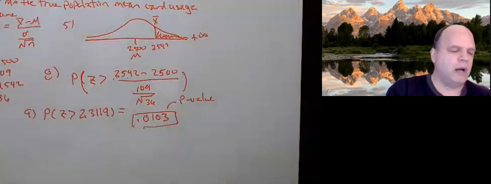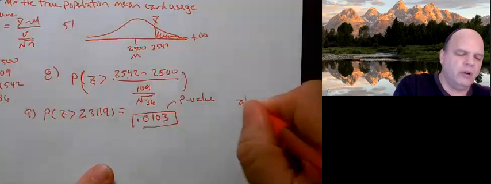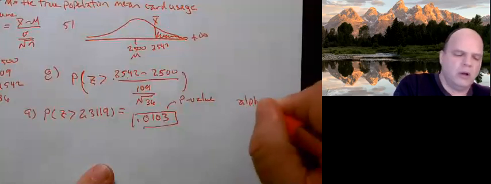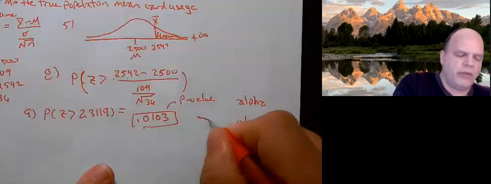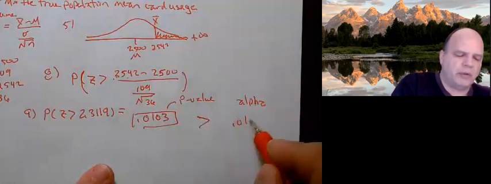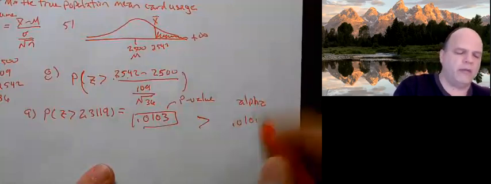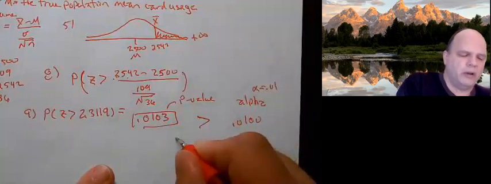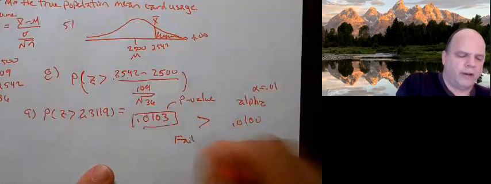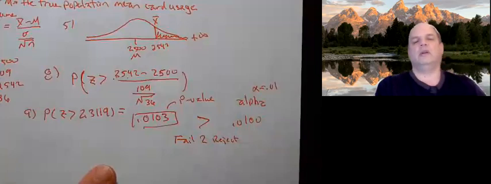Now, they did not give us an alpha level, but this time I'm going to use an alpha level of 0.01. Well, 0.0103 is greater than 0.01. If I make them the same length, 103 is bigger than 100. So if I use an alpha of 0.01, what happens? I fail to reject.